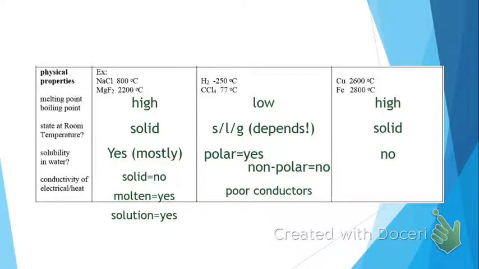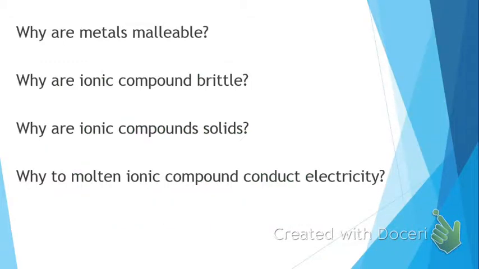Our covalent compounds tend to be poor conductors of heat and electricity, although sometimes if you can get something that's polar to dissolve, it could maybe conduct a little electricity, but not much, not often. And then metals, you don't have to do anything to them. They are good conductors of heat, good conductors of electricity. So, there's a couple of questions down here at the bottom of the page that have to do with what we just talked about up top.